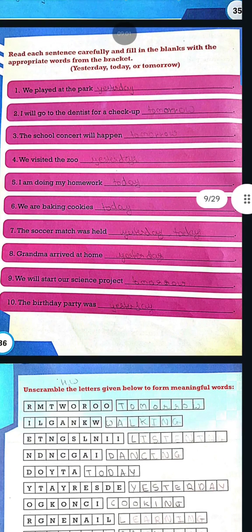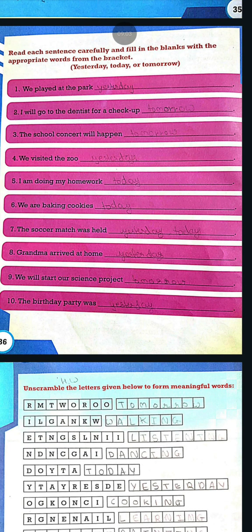Okay, so let's do this second one together. Read each sentence carefully and fill in the blanks with the appropriate words from the brackets given below. Yesterday, today, or tomorrow. We played at the park. Played, past tense. So yesterday you have to write. I will, I will go. We've read this, right? Will means tomorrow, right? So the answer is automatically tomorrow. The school concert will happen. Will is there? Will happen means it will happen.